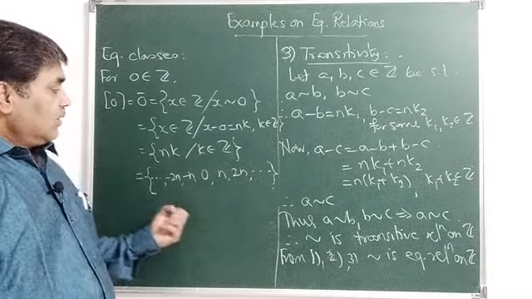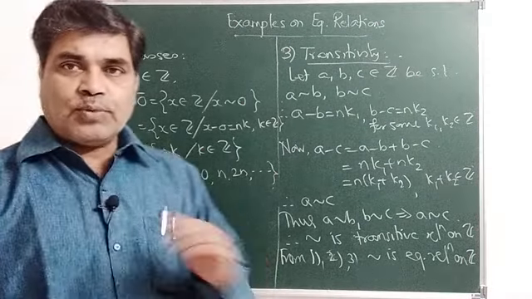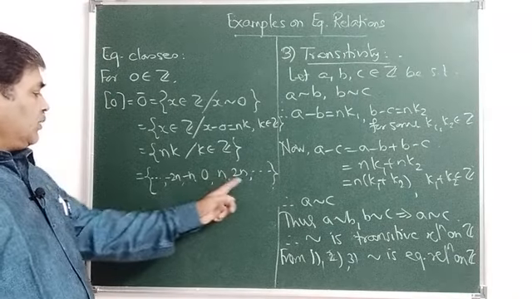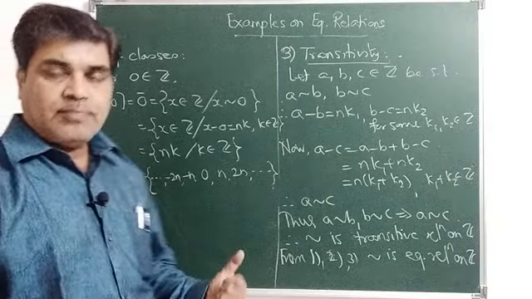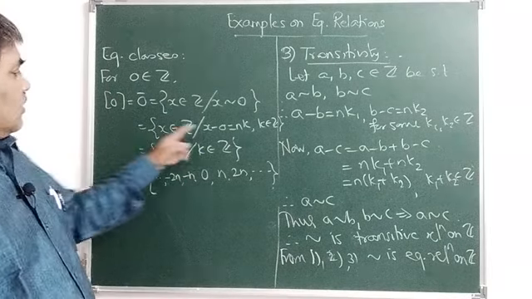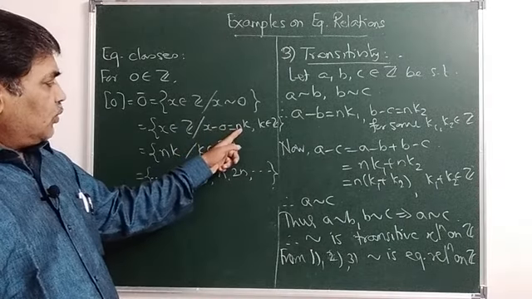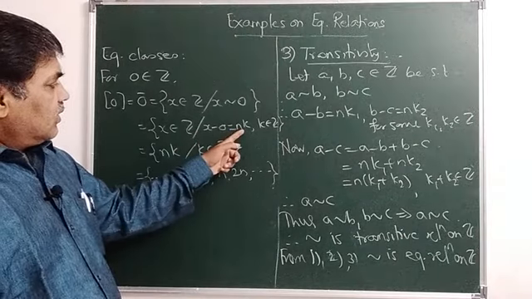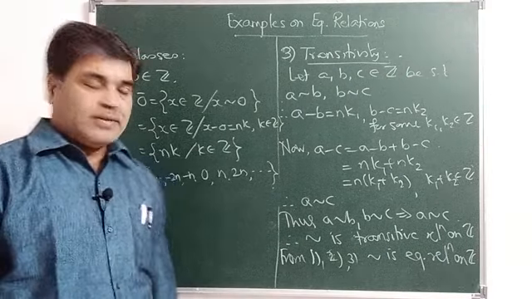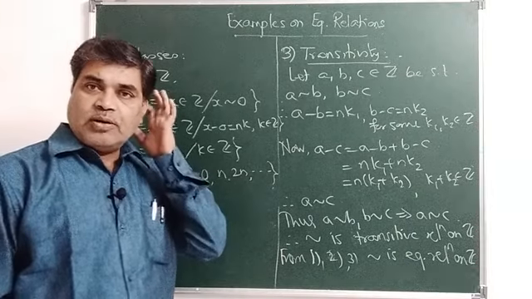Is it clear? Remember, if n equal to 1, then the equivalence class of 0 is nothing but 0, 1, 2, minus 1, minus 2, and so on. If my choice of n is 1, then x minus 0 is equal to 1 into x, right? So every integer is a multiple of 1.